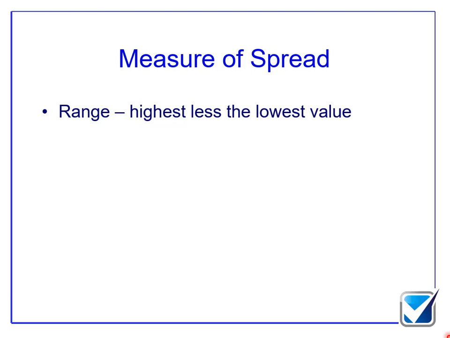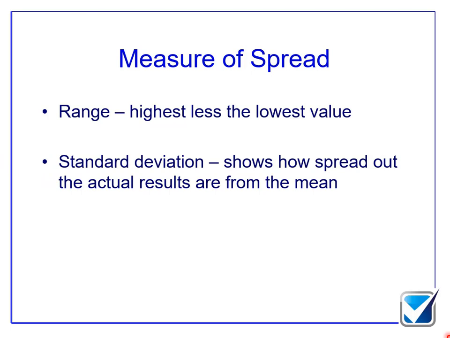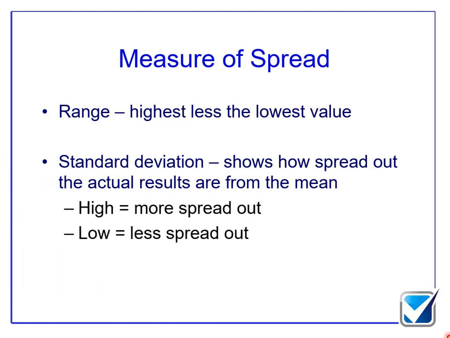What also happens here is we can look at what we call the standard deviation. The standard deviation allows me to see how spread out the actual results are from the middle answer, and the middle answer here being my mean. So if you've got a large standard deviation, it means they're going to be more spread out. If you've got a low standard deviation, it means that they are less spread out.